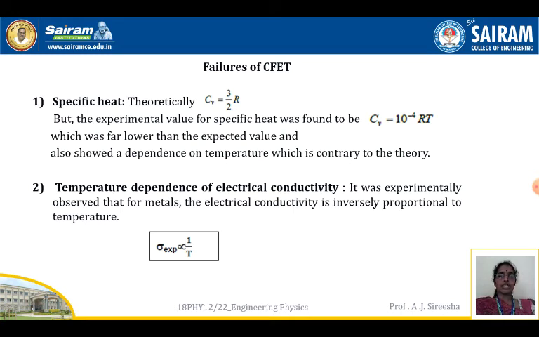If you look at these two, in the experimental value, CV depends upon the temperature, but that could not be explained theoretically. Also, there is a large variation between the theoretical and experimental values. So this theory could not explain the specific heat. Next is temperature dependence of electrical conductivity. It was experimentally observed that for metals, the electrical conductivity is inversely proportional to temperature. That means experimentally, sigma is proportional to 1 by T.